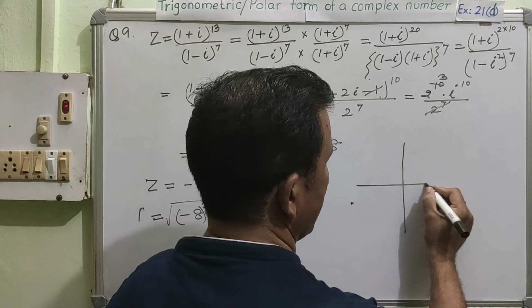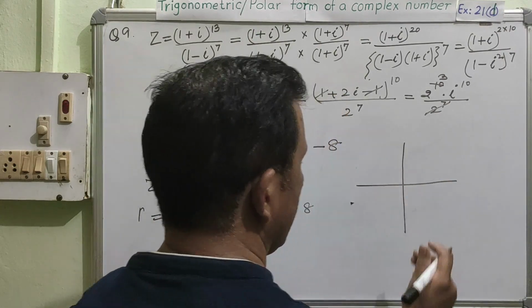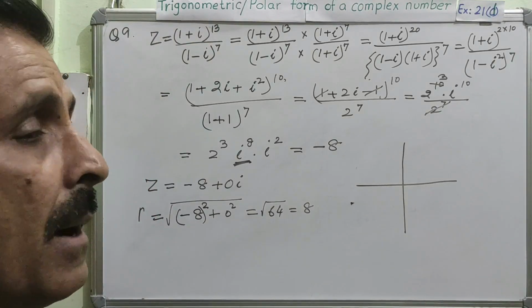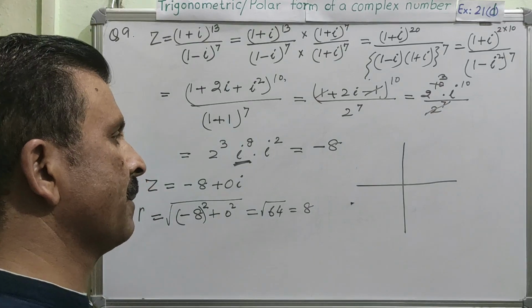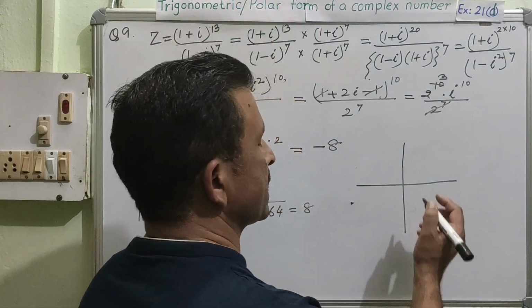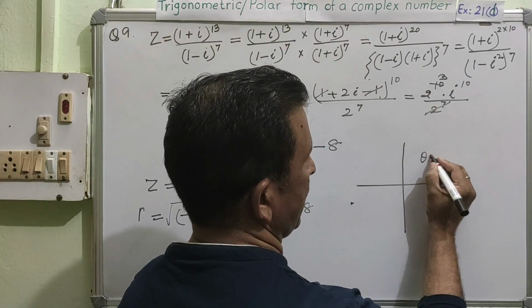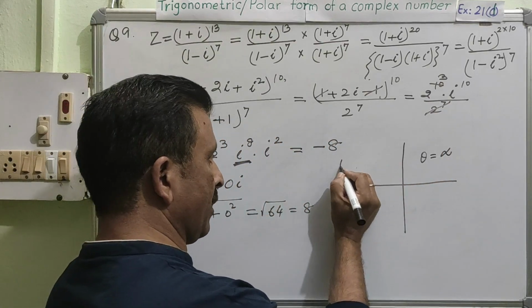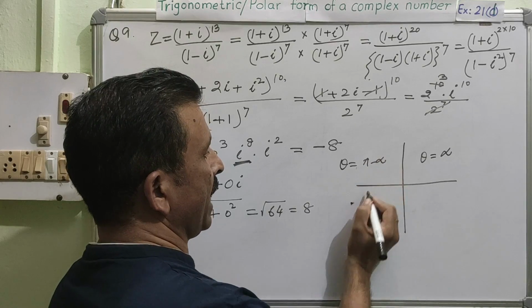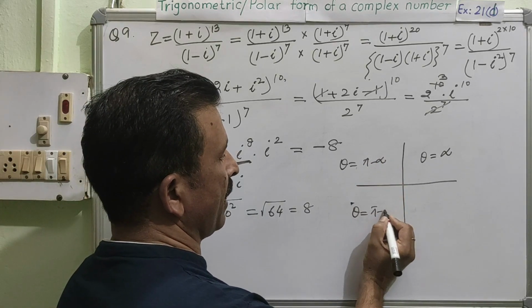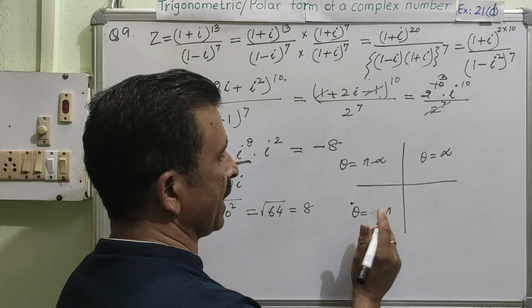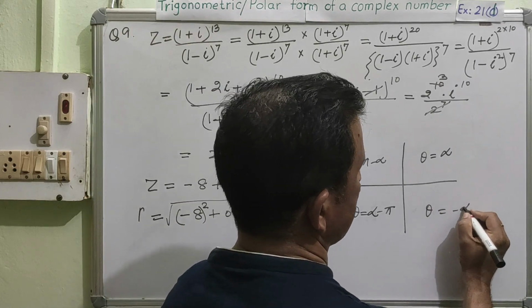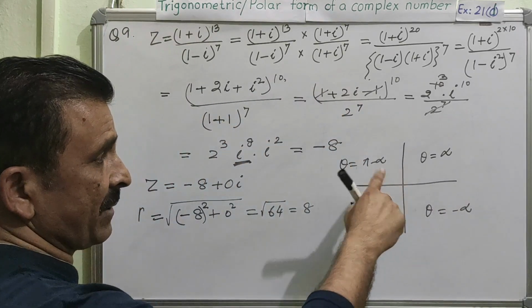So let us come to this one. This is the first quadrant, second quadrant, third quadrant, and fourth quadrant, right? Just as a reminder, I will give you the values of the amplitude in 4 different quadrants. Clear? So this is the first quadrant, so here theta will be equal to alpha. In the second quadrant, theta will be equal to pi minus alpha, and in the third quadrant theta will be equal to alpha minus pi, and if it is in the fourth quadrant, then theta will be equal to minus alpha. Clear? This is very important for us to remember.